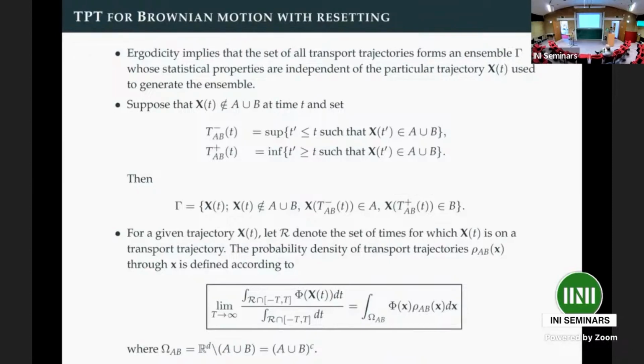Okay, so I have to introduce a few objects. Let's take a point that is not in A or B, so it's somewhere in the domain, the search domain. And let me define T minus AB to be the supremum, the largest time before it reaches A or B. Okay.